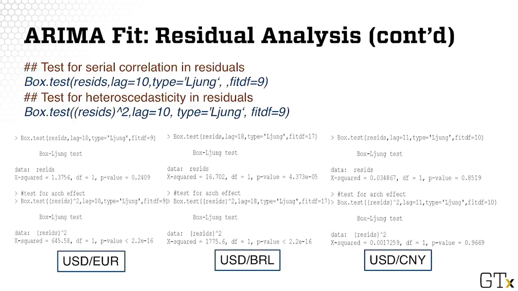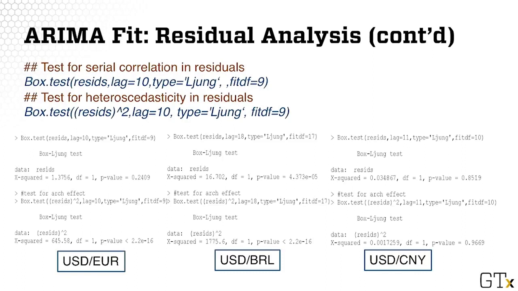Last, I applied the testing procedure for uncorrelated data using the Box.test R command for serial correlation and for ARCH effect in the residuals. The R command lines are for the Euro currency since the ARMA model has orders 6 and 3, thus using 9 for the DF and 10 for the number of lags.